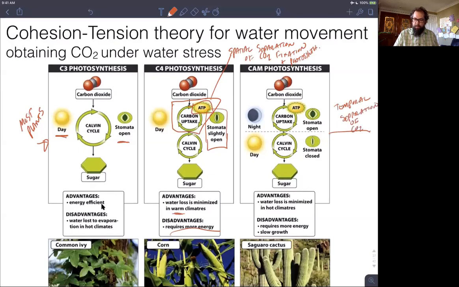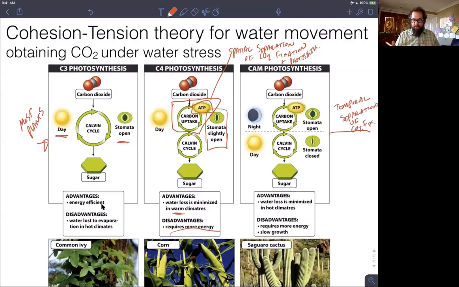So normally, photosynthesis happens during the day because the energy from the sun is a required part of the photosynthetic pathway, to actually create those sugars from that fixed carbon. What CAM plants do is they separate carbon uptake temporally from the Calvin cycle.